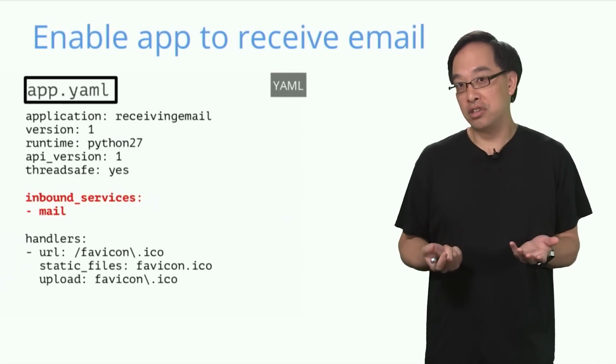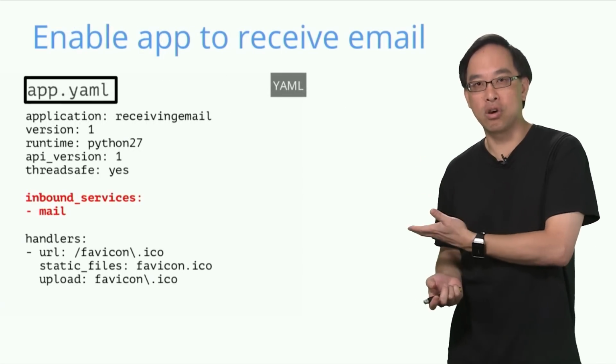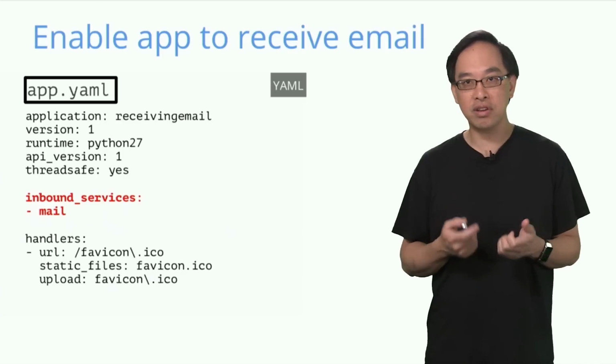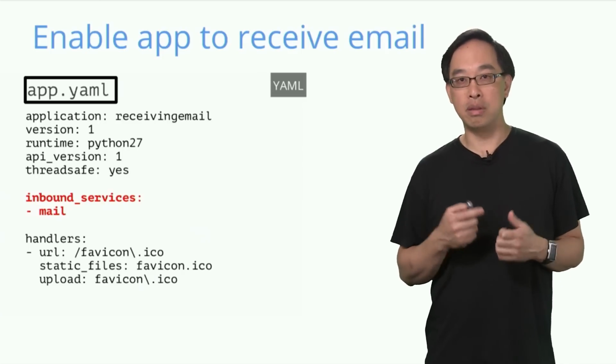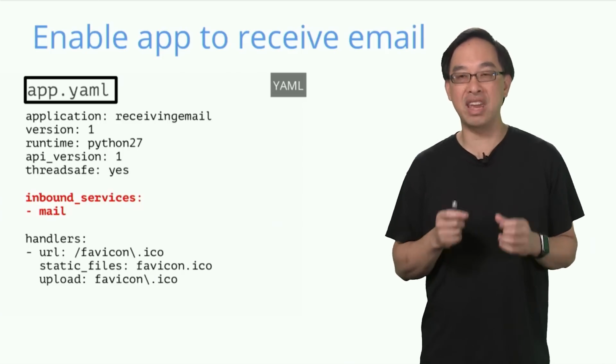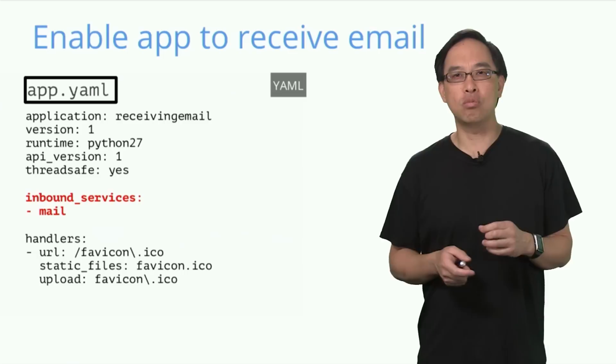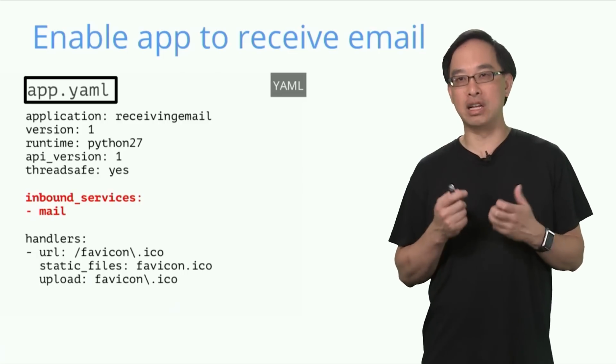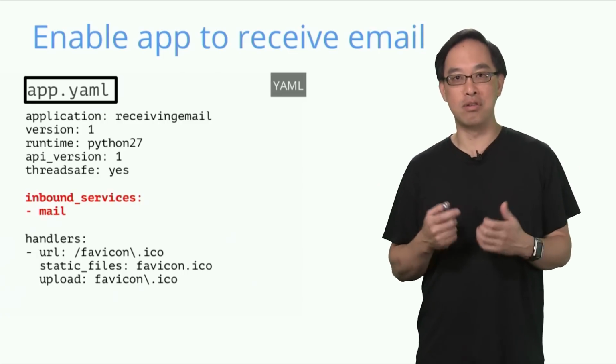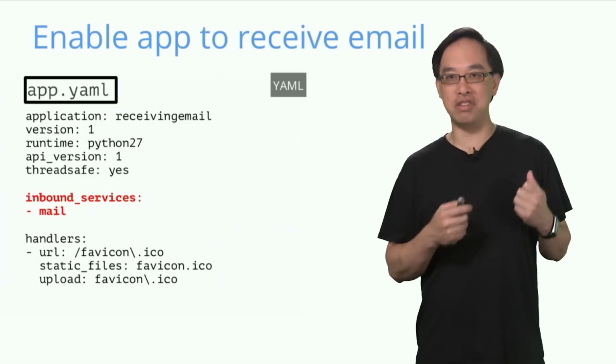Step 2 is just a config change, right? So add these 2 red lines of code that you see here to your app.yaml config file. It's a new section called Inbound Services, and it goes right above the handler section. App Engine supports several inbound services, but the one we care about is email. So that's what we do. And that's it. Your app can now receive email.